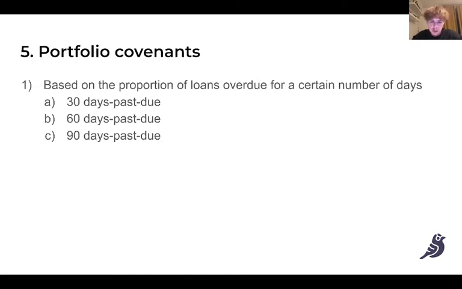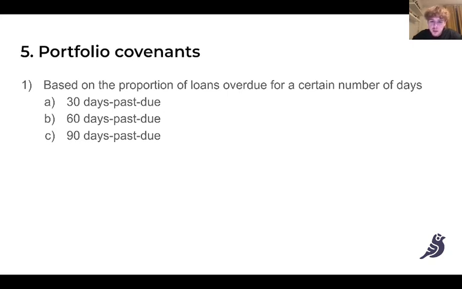Portfolio covenants. Let's look at specific examples of what portfolio covenants are. The first covenant is based on the proportion of loans overdue for a certain number of days. Typically 30, 60, and 90 days are considered. This covenant stipulates that the share of loans issued in the borrower's portfolio that are overdue for a specified number of days should not exceed a specific percentage.